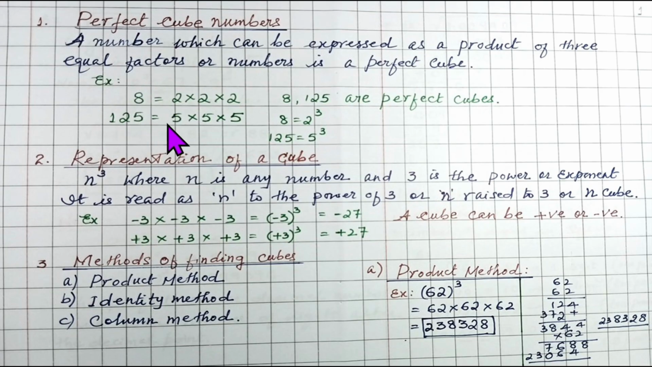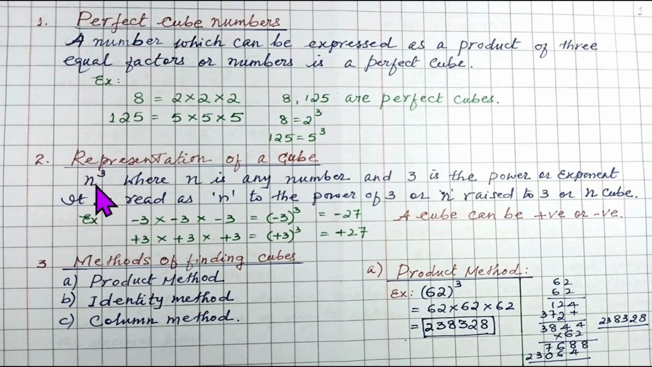Similarly, 125 can be expressed as a product of three factors, that is 5 into 5 into 5, and therefore 125 is a perfect cube. And please remember, all the factors are equal factors. So if 8 can be expressed as a product of three equal factors, 8 is a cube, and if we can express 125 as a product of three equal factors, that is 5, therefore 125 is a perfect cube. So remember that.